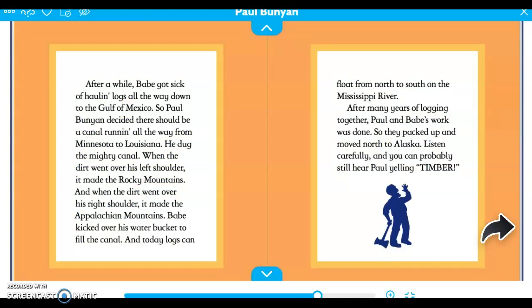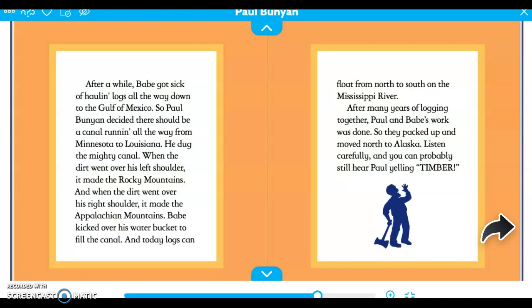After a while, Babe got sick of hauling logs all the way down to the Gulf of Mexico. So Paul Bunyan decided there should be a canal running all the way from Minnesota to Louisiana. He dug the mighty canal. When the dirt went over his left shoulder, it made the Rocky Mountains. And when the dirt went over his right shoulder, it made the Appalachian Mountains. Babe kicked over his water bucket to fill the canal. And today, logs can float from north to south on the Mississippi River.